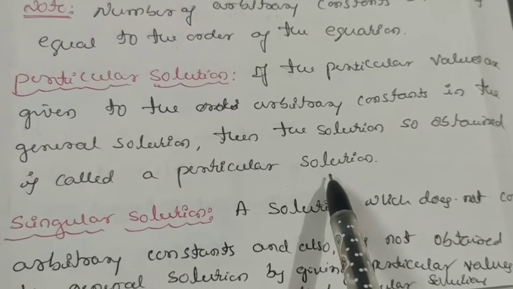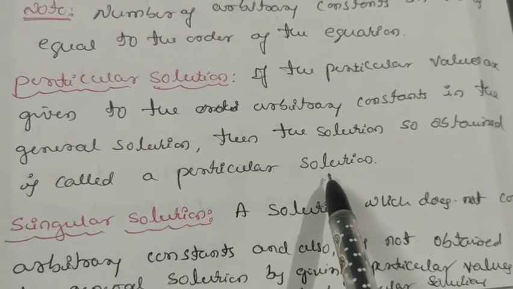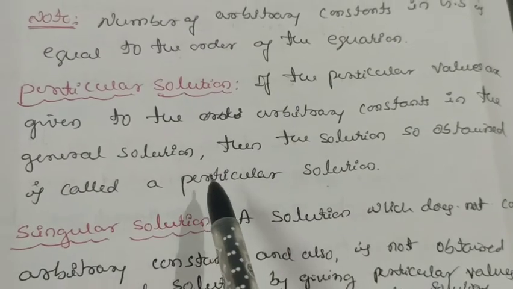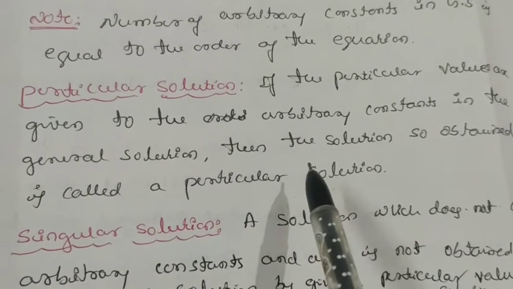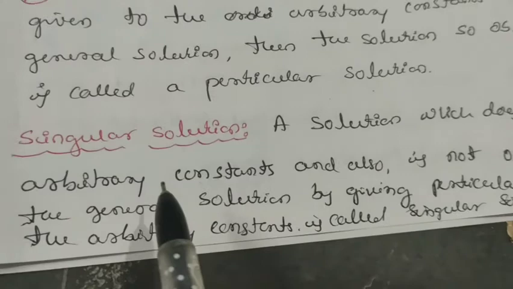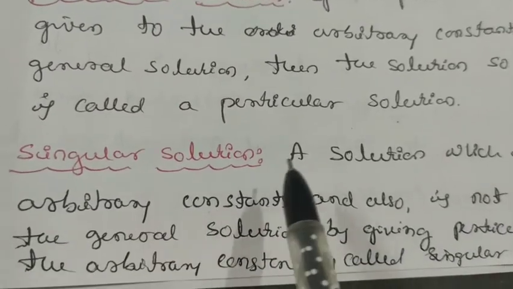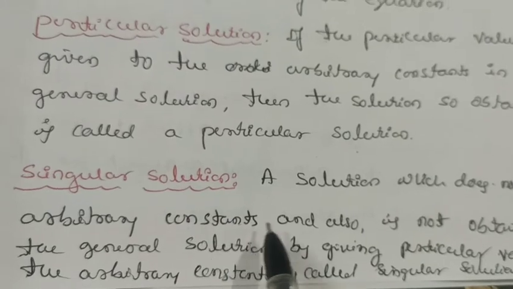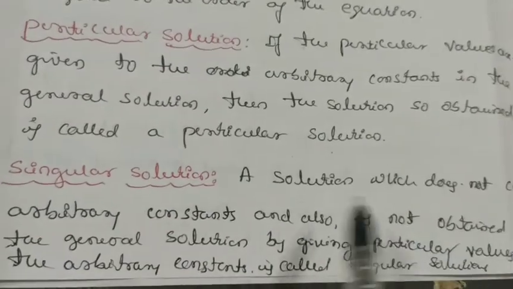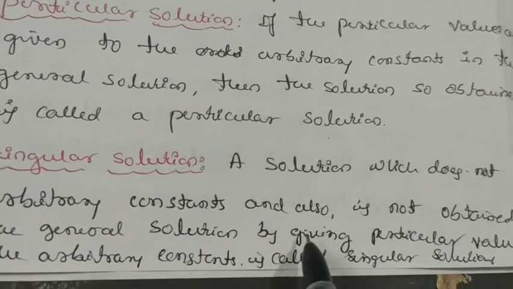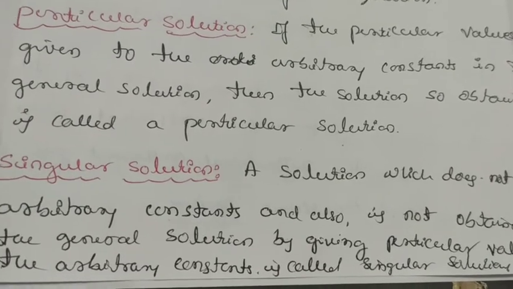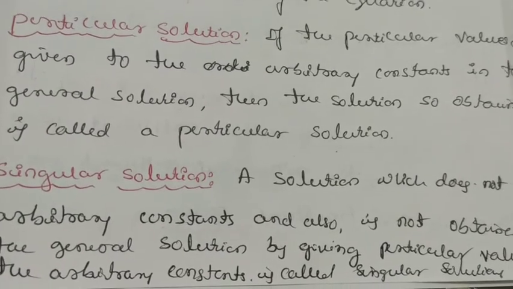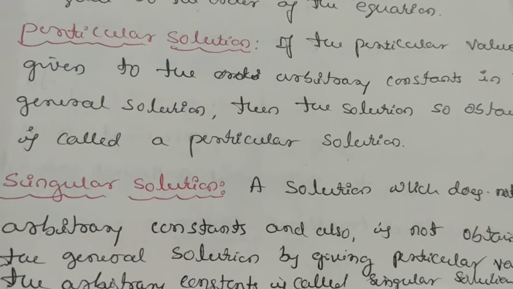We can get the values of those arbitrary constants which we get in the general solution, and that we can call a particular solution. Next is the singular solution. A solution which does not contain arbitrary constants and also is not obtained from the general solution by giving particular values to the arbitrary constants is called a singular solution. We will come to know this after solving some examples.